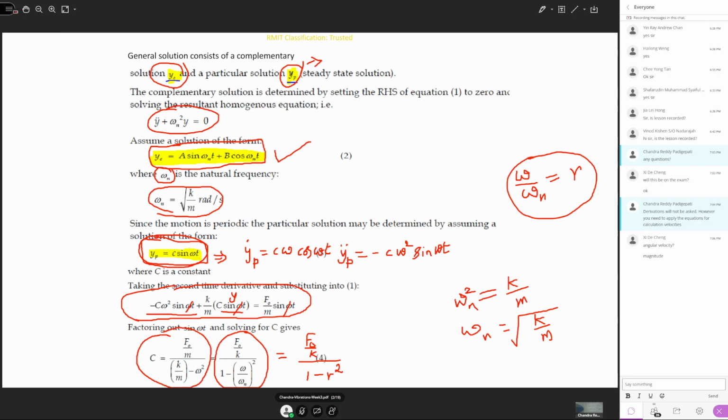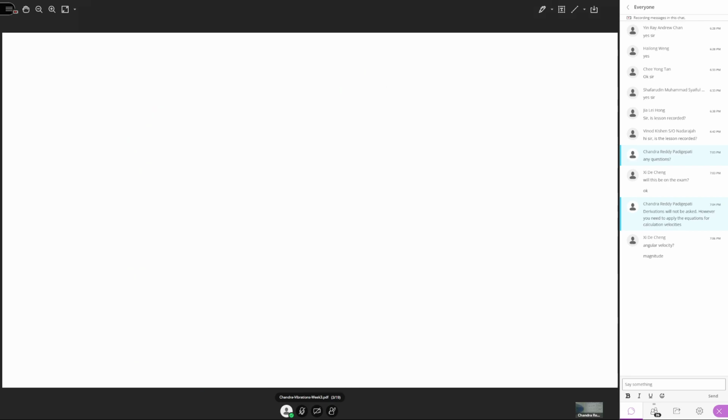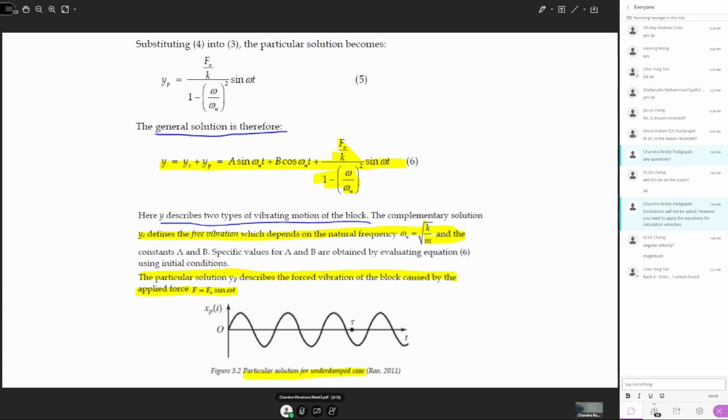Then to find the particular solution, we choose the particular solution in the form of a constant multiplied by sine omega t. By substituting the first derivative and second derivative values in the given equation of motion, you will be able to find the C value. So now we know the complete response of the forced vibration. So Yp is C into sine omega t, and we can write Yp like this.